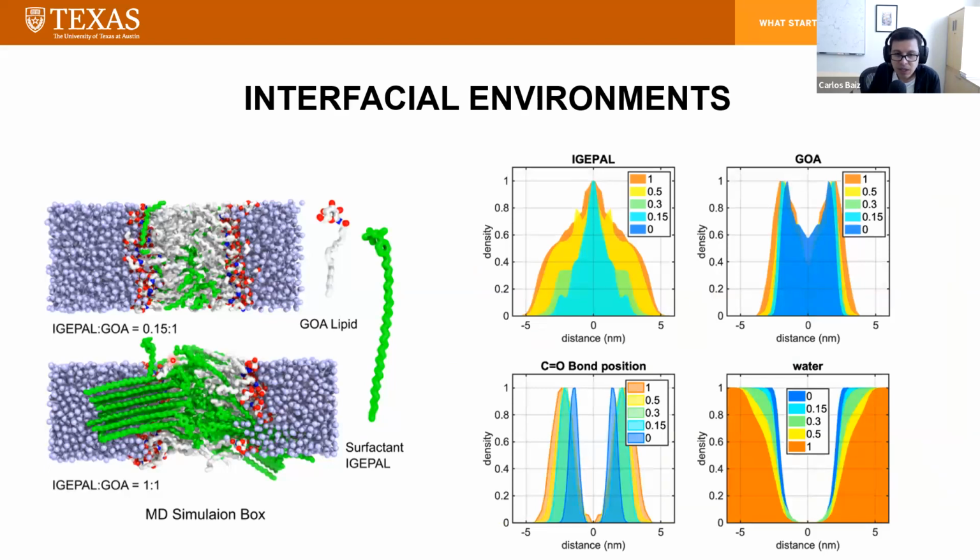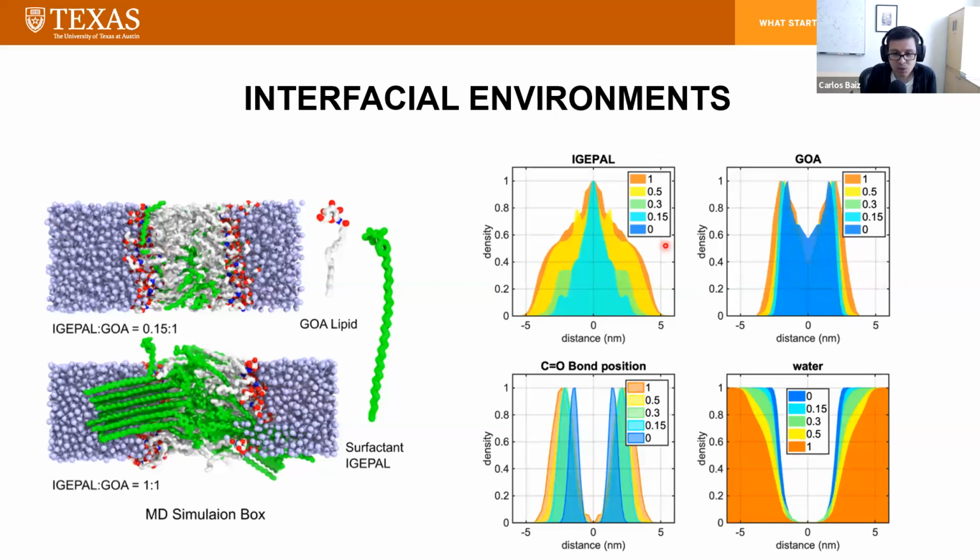And we can do additional analysis from the simulation. So for example, we can look at these density maps. This shows the density of the different components as a function of the composition. On the horizontal axis, you have the distance from the center of this bilayer. So this is the center of the bilayer. And then you can see the density of the different components.